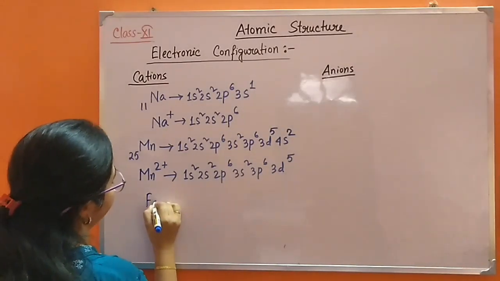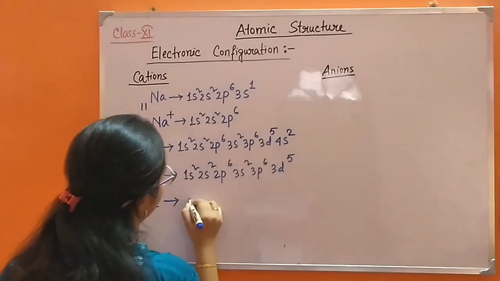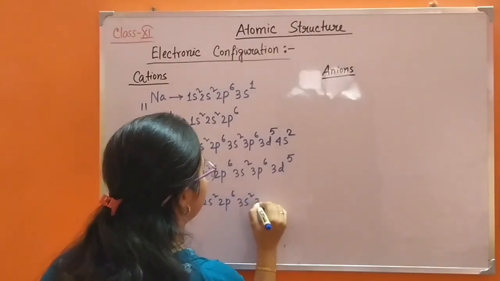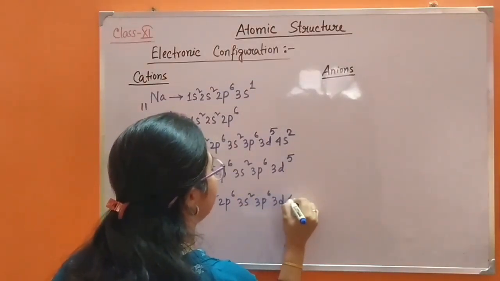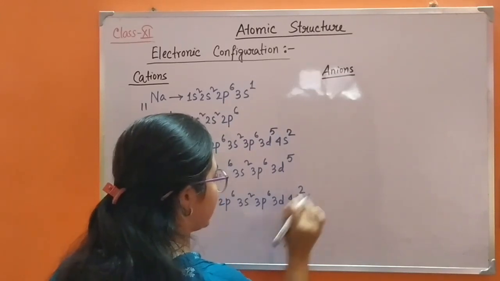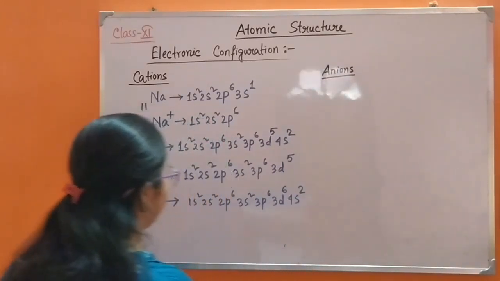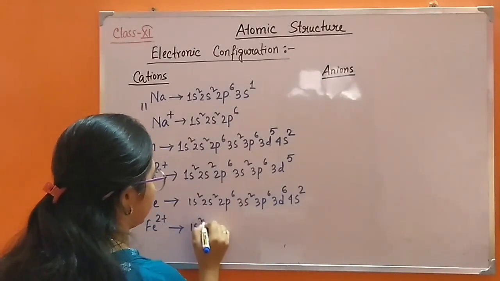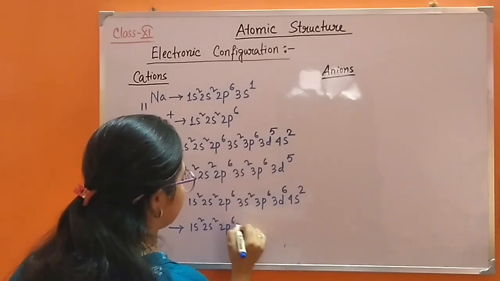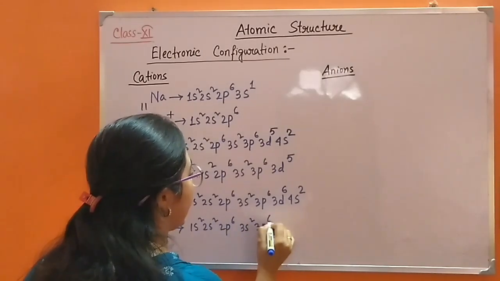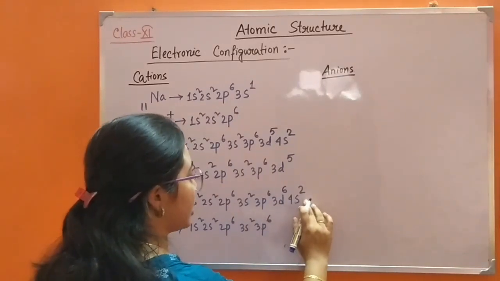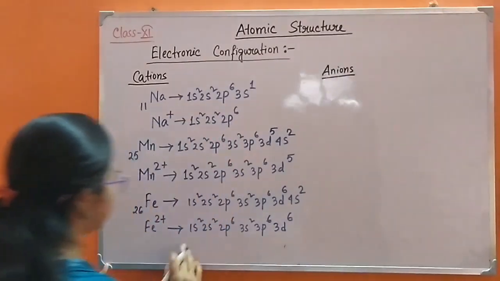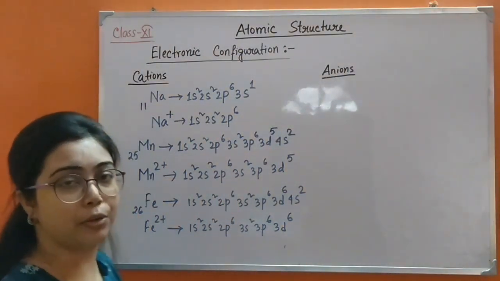Next, iron. Electronic configuration is 1s2, 2s2, 2p6, 3s2, 3p6, 3d, 4s. First 2 electrons will be present in 4s, then 6 electrons in the 3d orbital. And the electronic configuration of Fe2+ is 1s2, 2s2, 2p6, 3s2, 3p6, and 2 electrons from the outermost shell will be removed to form Fe2+, 3d6. This is the electronic configuration of Fe2+ ion.